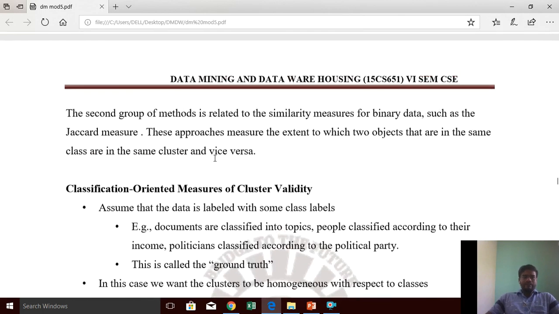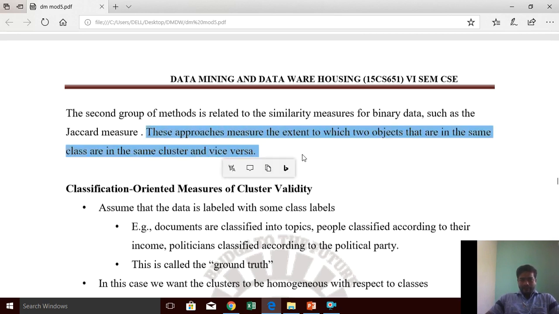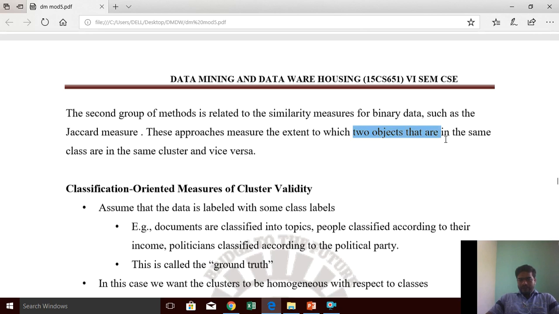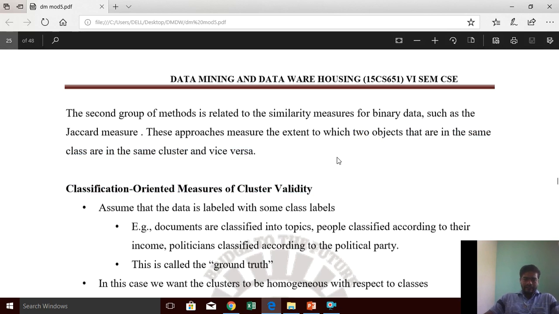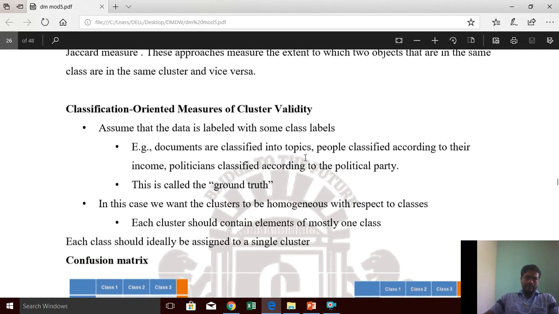The second group of methods is related to similarity measures for binary data, such as the Jaccard measure, which will be in the next part. These approaches measure the extent to which two objects that are in the same class are also in the same cluster, and vice versa.